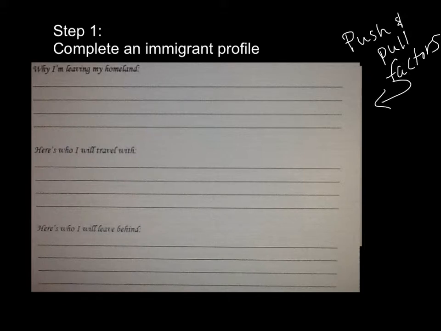The second question is, here's who I will travel with. We know a lot about if people traveled alone or with their families and why those different reasons are. Remember, sometimes they would travel with their whole family, but often, because of money, the head of the family would head over first, and then the rest of the family would come later. Therefore, if they didn't all come together, they had to leave someone behind. Or maybe grandparents couldn't come over because they didn't think they could make the journey. So think about who you would have to leave behind.